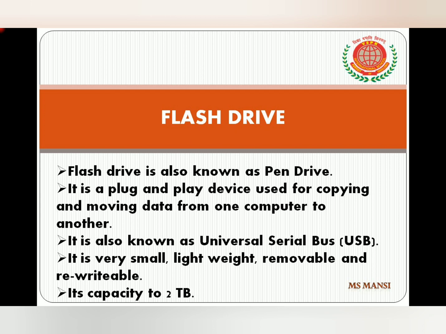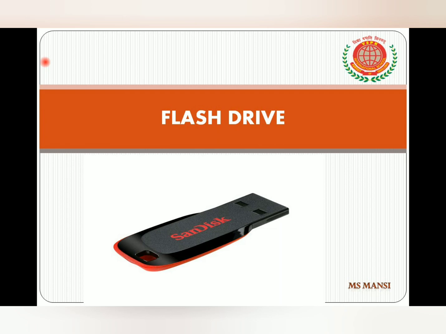So flash drive, another name is pen drive. It is also known as universal serial bus. It is like a plug and play device. You can just copy and move your data from one computer to another. It is very small in size. It is very lightweight, removable. We can easily remove it. We can easily write on it again. Its capacity is about 2 TB. So this is the structure representation of flash drive.